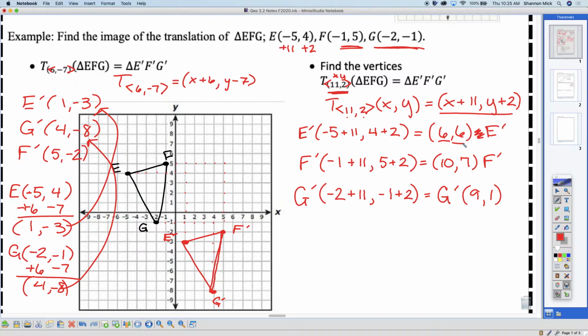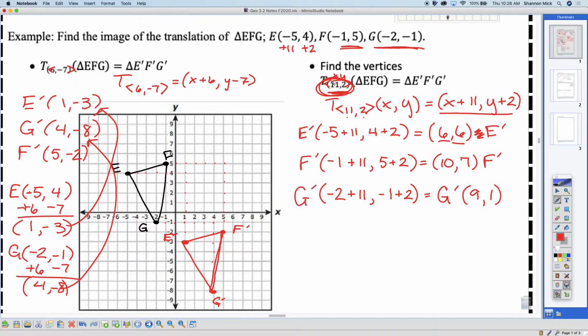Okay. Desiree, you good with this? Cole? Yep. Tyson? No. Okay, what's bothering you about it? Do you not understand that 11 and 2 is my rule, what I'm going to be translating? Tyson, you just add 11 and 2 to whatever. Whatever this is right here is your rule. And they're both positive, so you're going to add them to your x and your y.